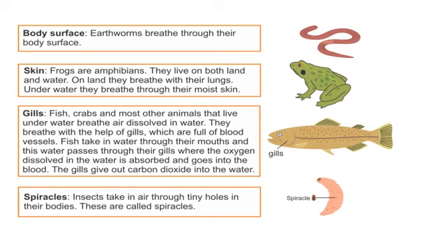Gills. Fish, crabs, and most other animals that live underwater breathe air dissolved in water. They breathe with the help of gills, which are full of blood vessels. Fish take in water through their mouths, and this water passes through their gills, where the oxygen dissolved in the water is absorbed and goes into the blood. The gills give out carbon dioxide into the water.